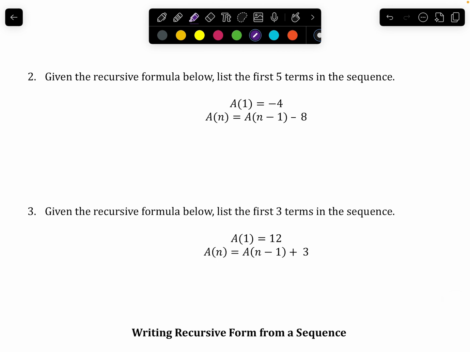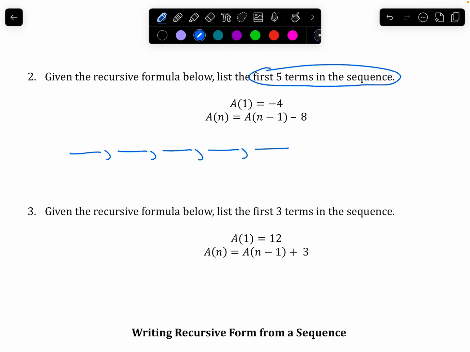What happens if I actually give you the recursive formula and I want you to write the terms in the sequence? Okay, we'll do this one in blue. It wants me to list the first 5 terms in the sequence. Because it wants 5 terms, I'm going to draw 5 blanks: 1, 2, 3, 4, 5.